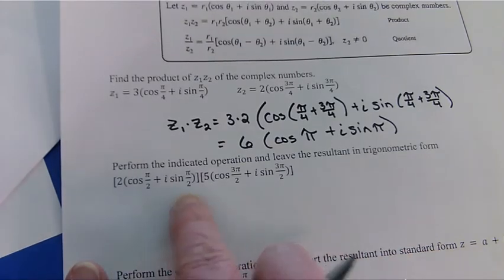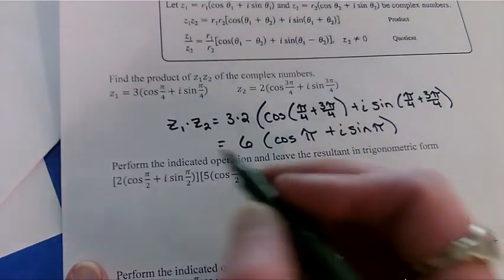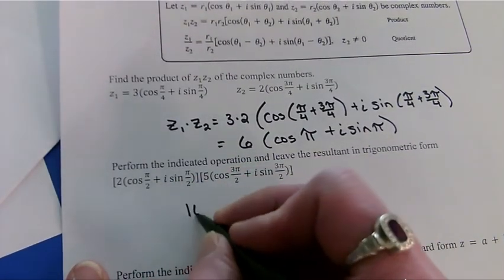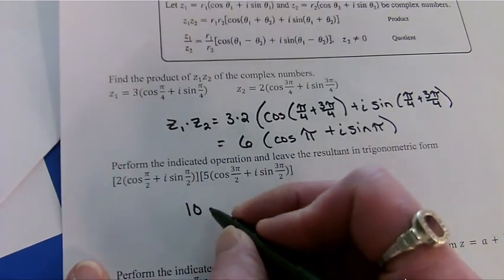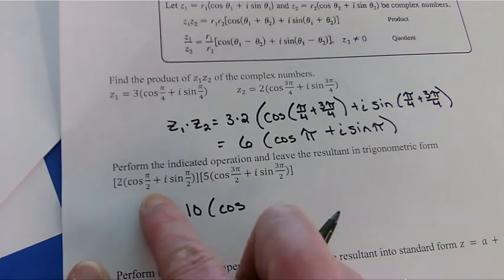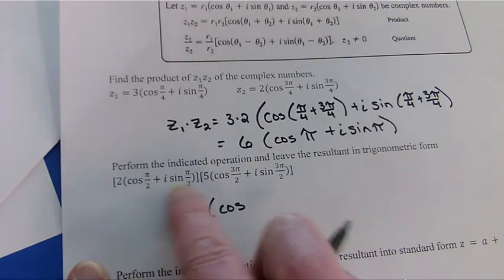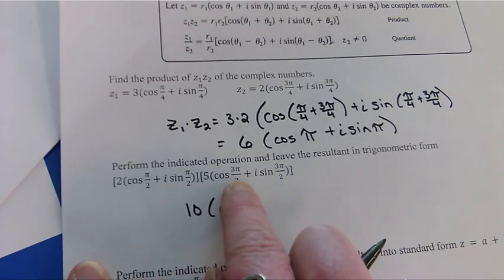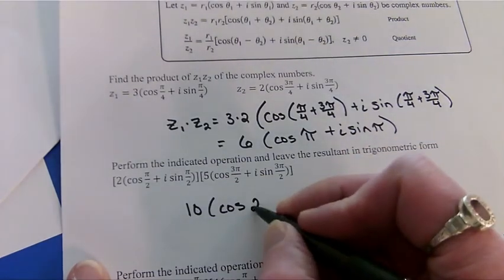Here's another one that means multiplication. So I'm going to multiply the r's together. And then I'm going to add my angles together. So 1 pi over 2 plus 3 pi over 2 is 4 pi over 2. That's going to be 2 pi.